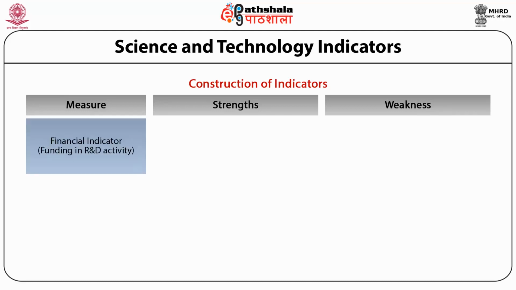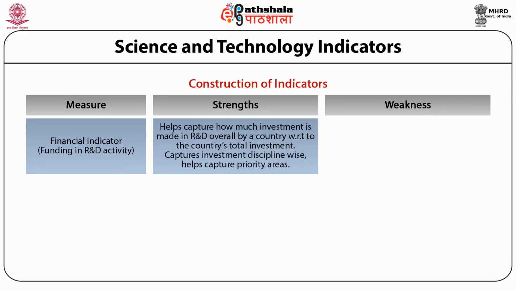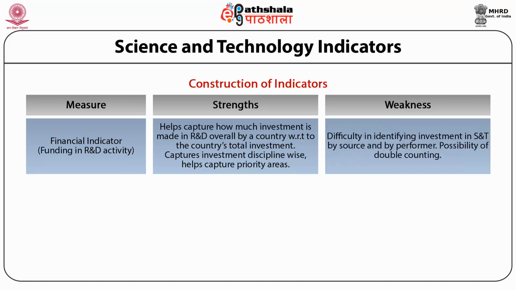Financial indicator includes funding in R&D activities. It helps to capture how much investment is made in R&D overall by a country with respect to the country's total investment, can help us capture investment discipline-wise, helps capture investment in priority areas. But the difficulty of using this indicator is that identifying investment in S&T by source and by performance becomes difficult. Possibility of double counting can happen and thus inflate the statistics.